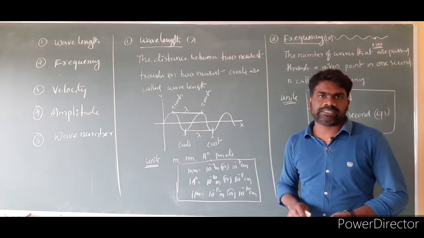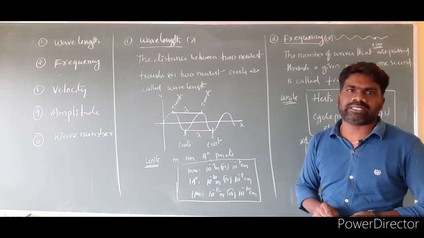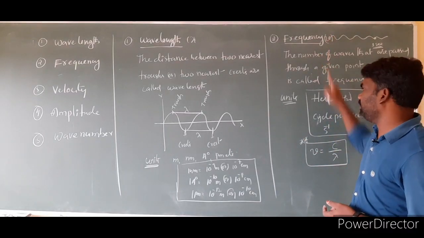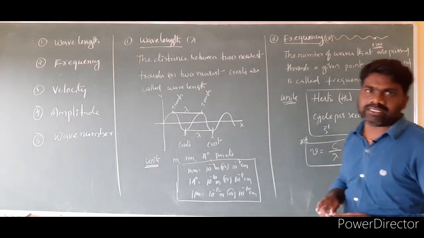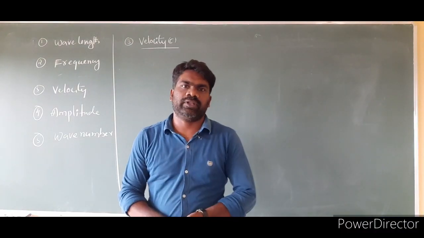So frequency is defined as the number of waves that are passed through a given point in 1 second. It is denoted with the letter nu. Units are Hz, cycles per second, and second inverse. Next, the third one is velocity.